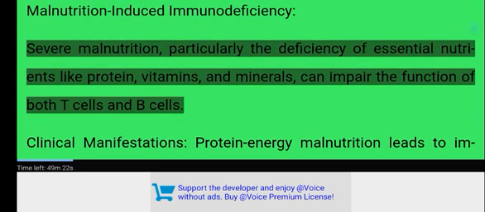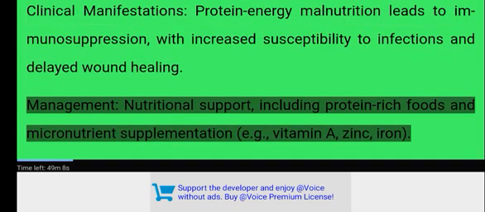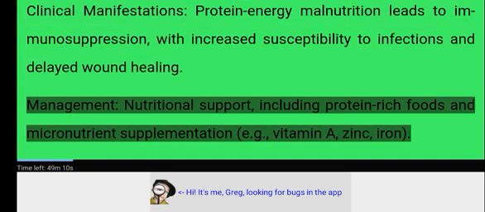Malnutrition-induced immunodeficiency. Severe malnutrition, particularly the deficiency of essential nutrients like protein, vitamins, and minerals, can impair the function of both T cells and B cells. Clinical manifestations. Protein energy malnutrition leads to immunosuppression, with increased susceptibility to infections and delayed wound healing. Management. Nutritional support, including protein-rich foods and micronutrient supplementation, e.g., vitamin A, zinc, iron.